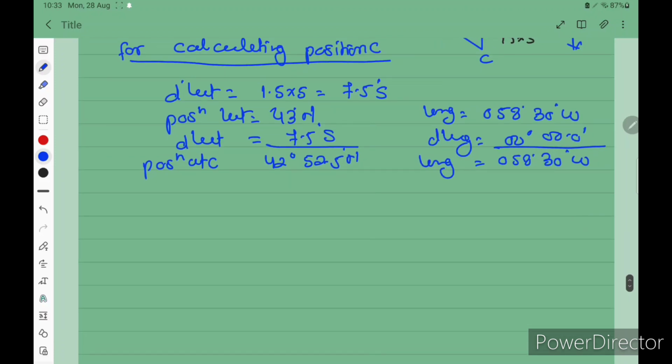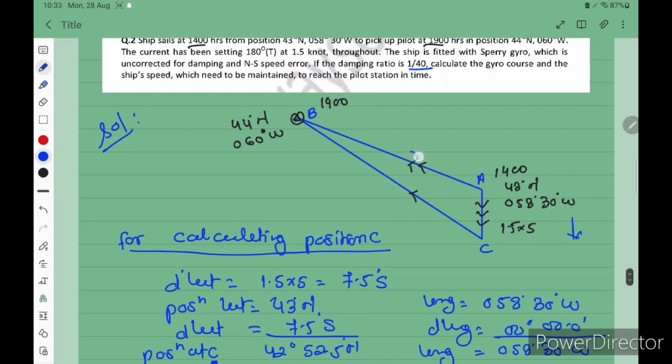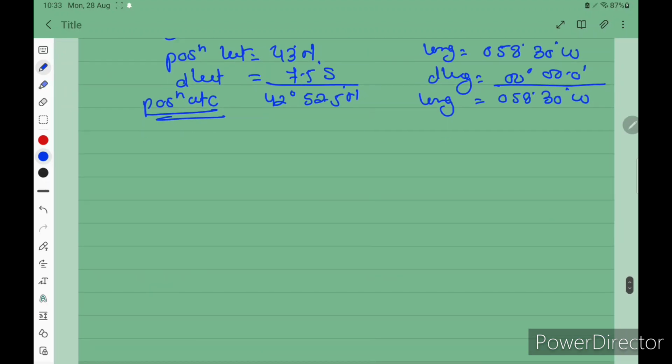Now we get the position at C. Now we have to find course made good and speed made good. That means we are going to find out this course made good and speed made good, from A to B.